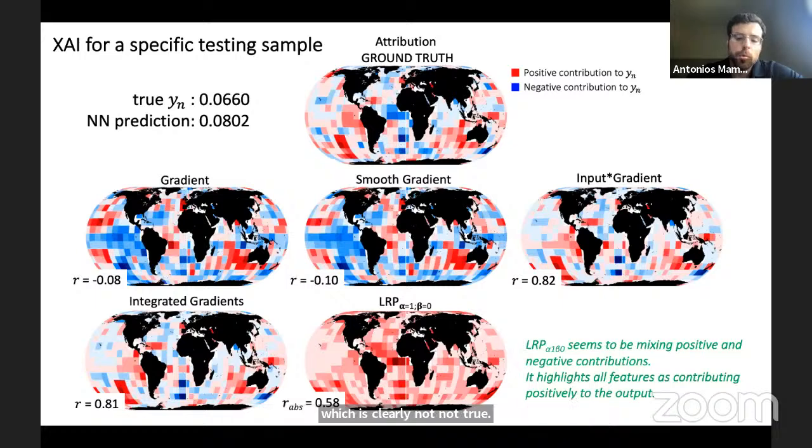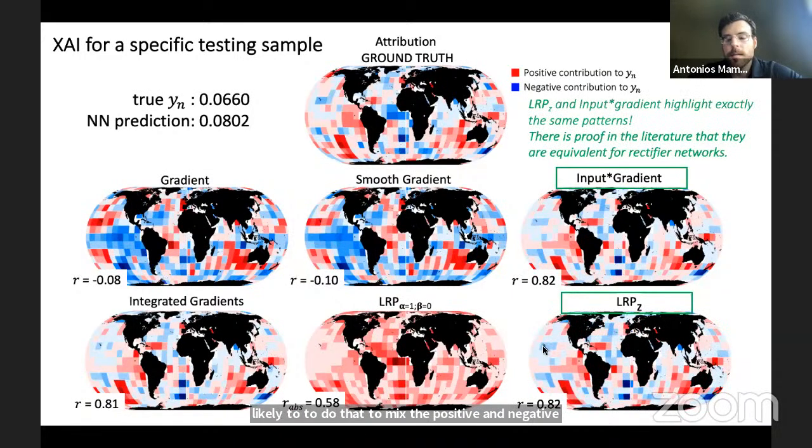And so we need to keep in mind that this method is likely to mix the positive and negative contributions. And lastly is the LRP-Z method, which is also doing very well and is very consistent with the ground truth. And if you look closely, you will see that these results are identical to the method input times gradient. And the reason is that I'm using a rectifier network in this study. And there is proof that when this is the case, these two methods, input times gradient and LRP-Z, are equivalent.